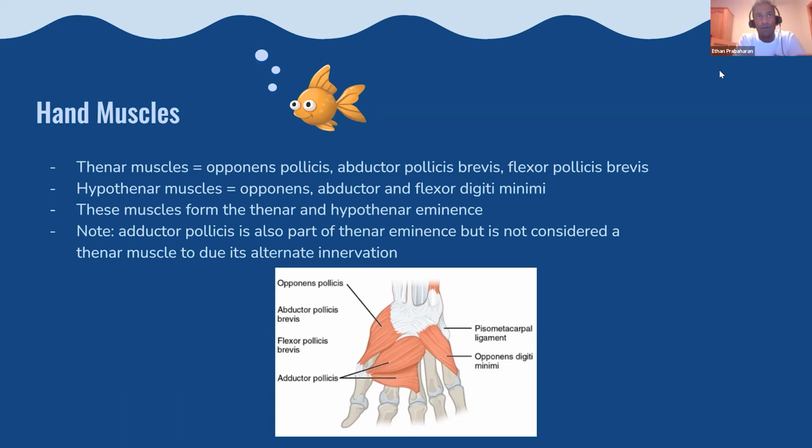Hypothenar muscles are the opponens, abductor, and flexor digiti minimi muscles. Again, the exact same function, just on the pinky. And they form the thenar eminence and the hypothenar eminence. The trick here is adductor pollicis, so it adducts the thumb. It's part of the thenar eminence, but it's not considered a thenar muscle because it has a different innervation. And we'll talk about innervation of these muscles in just a minute, but adductor pollicis is the actual exception to the rule.